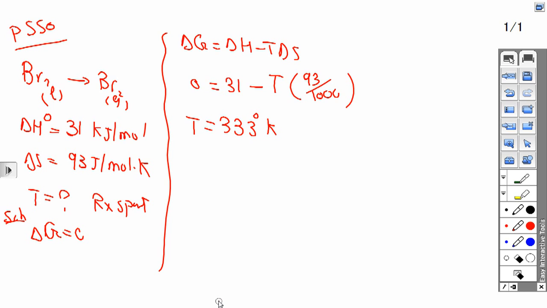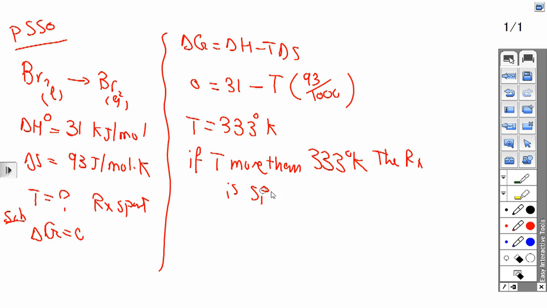333 Kelvin. This temperature makes delta G equal 0. And we need this reaction to be spontaneous. You know, this one positive and this one positive. When does the reaction become spontaneous? At high temperature. So if you increase the temperature to more than 333, the reaction will be spontaneous. If temperature is more than 333, the reaction is spontaneous.